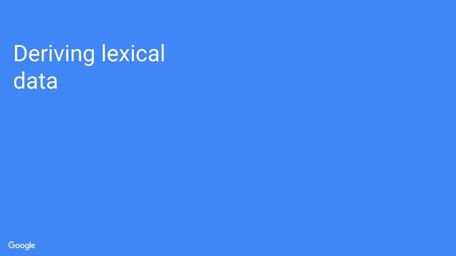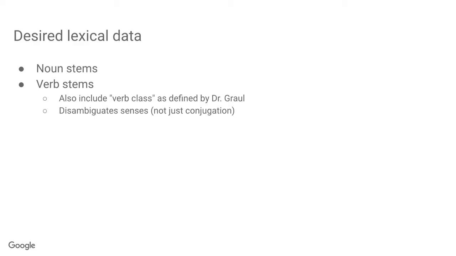Given the challenges and pitfalls of using existing datasets, I decided to derive a lexical dataset for Thummer from scratch. What I wanted in my lexical dataset would be noun stems and verb stems, but I also wanted the verb stems to include a notion of a verb class as defined by Dr. Grau. And those verb class designations indicate not just how to conjugate exactly, but it also helps disambiguate multiple senses for the same verb root.